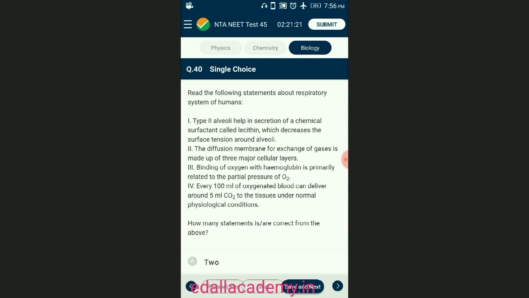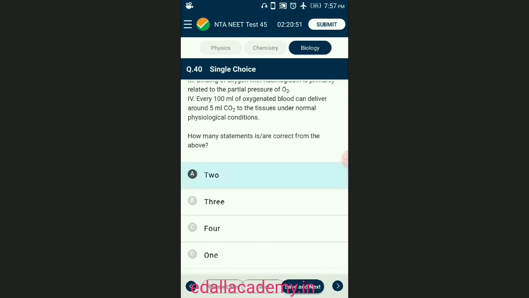Question number 40. Following statements about respiratory system of humans. How many statements are correct from the above? The diffusion membrane for exchange of gases is made up of three major layers: the thin squamous epithelium of alveoli, the endothelium of alveolar capillaries, and the non-cellular basement membrane between them. So only two cellular layers. The answer for this question is option A. From the given four statements, two statements are correct.